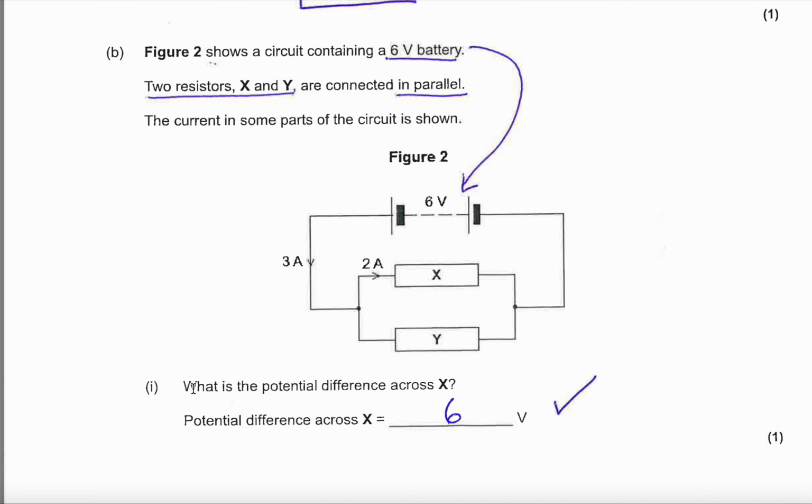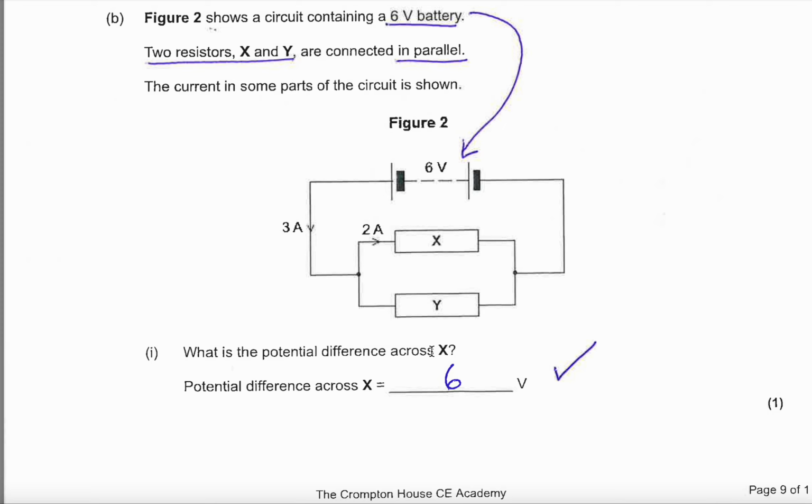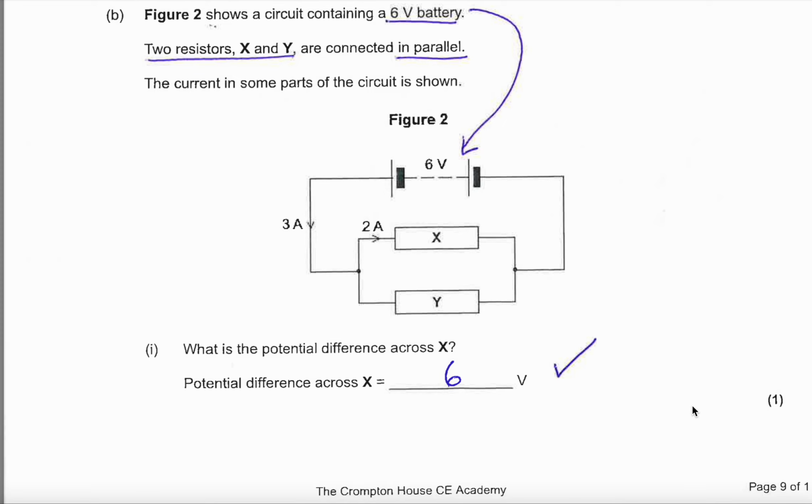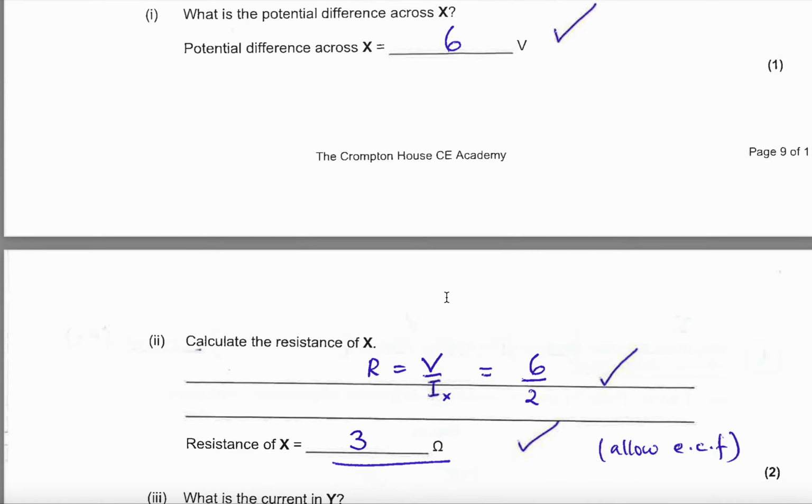So in a parallel circuit, what is the potential difference across X? Since each resistor is in parallel, it is connected directly with the 6-volt battery. So each of the 2 paths will also be at 6 volts. That's just knowledge. You need to know your circuit rules. That's how you get your 1 mark. So X and Y are both at 6 volts.